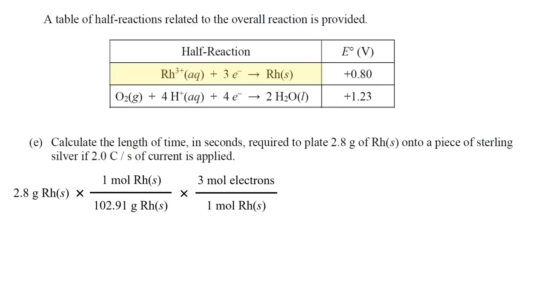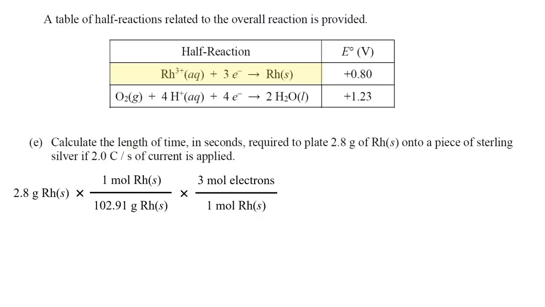That's why it's important to use your units and your conversion factors. Otherwise, you might not know, am I multiplying by 3? Am I dividing by 3? So I'm definitely going to multiply by 3 so I can put moles of rhodium on the bottom and moles of electrons on the top.